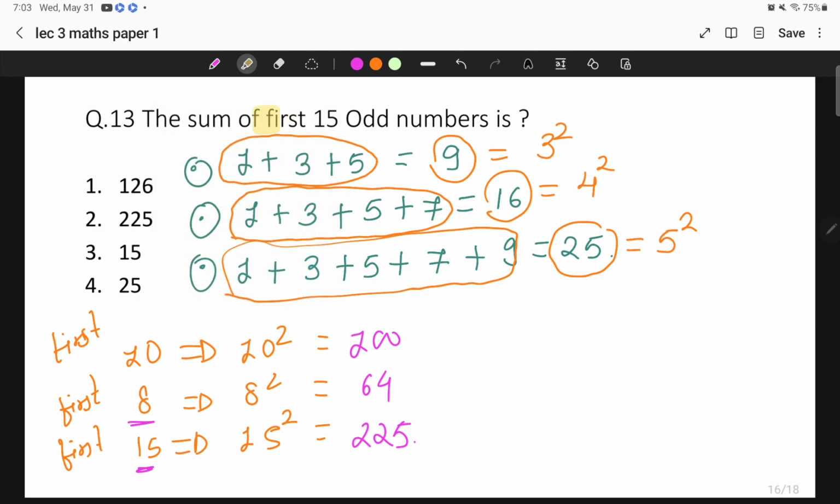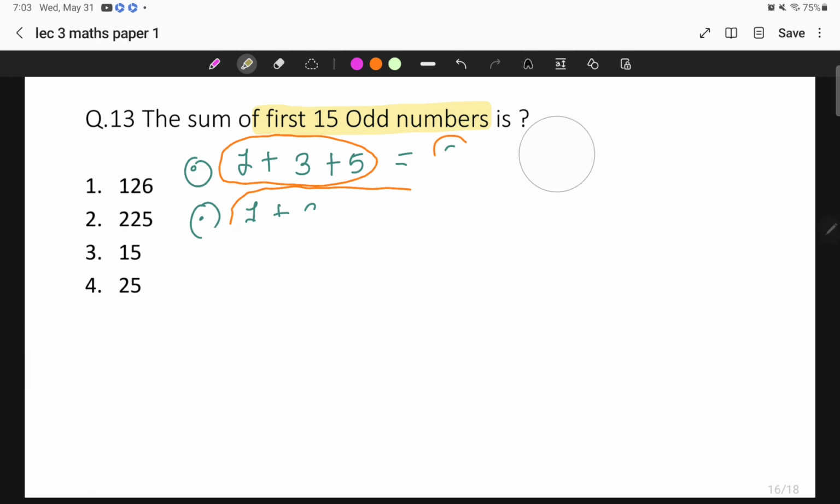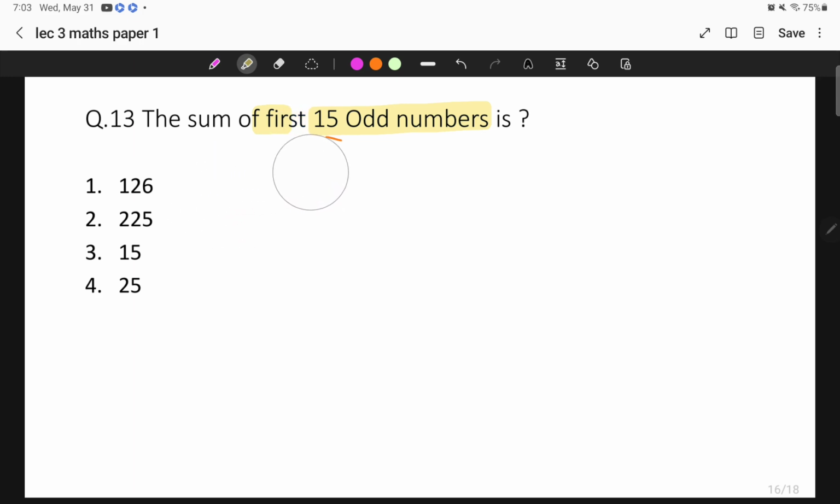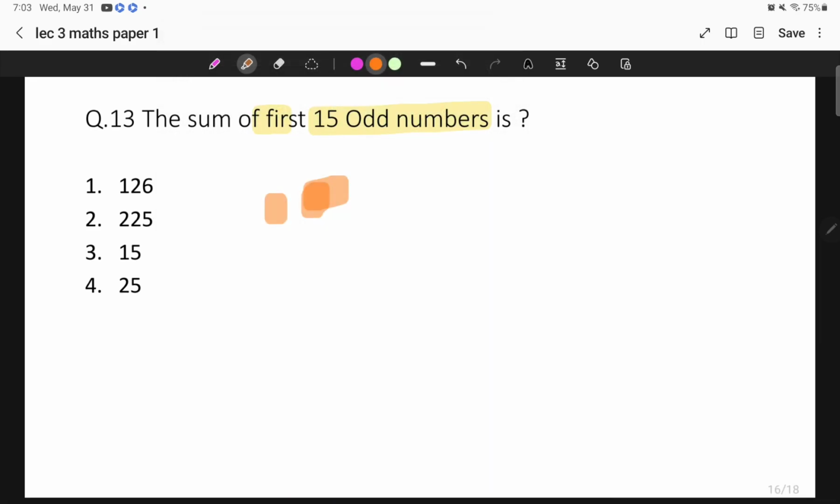First 8 odd numbers, first 15, first 16, first 17, first 10 odd, first 9 odd, first 8 odd. You simply have to take the square of it. Now in this question, they have asked us to find out the first 15 odd numbers' sum. So take the square of 15. Just take a square of 15 over here, you will get the answer.